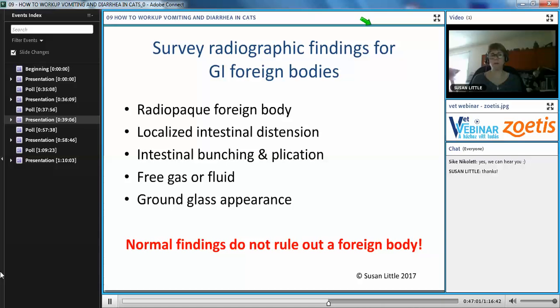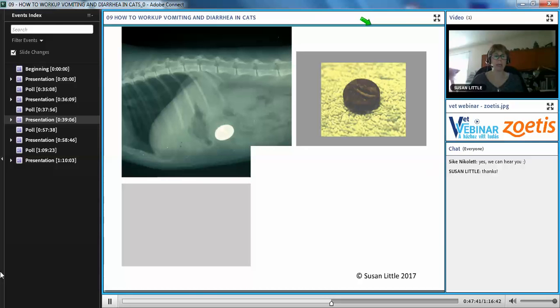So typically we're looking for foreign bodies or localized areas of distension. We're looking for bunching or plication, pockets of free gas or fluid, or maybe there's what they call a ground glass appearance to the abdomen, which would make us think that there is a peritonitis involved. And again, foreign bodies don't always show up on survey radiographs, so that's why sometimes we might need to either do contrast radiographs, or we might need to move on to something else like endoscopy, for example. So we have to remember that normal findings don't necessarily rule things out, especially foreign bodies.